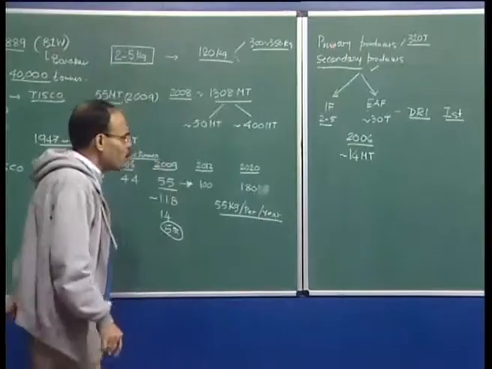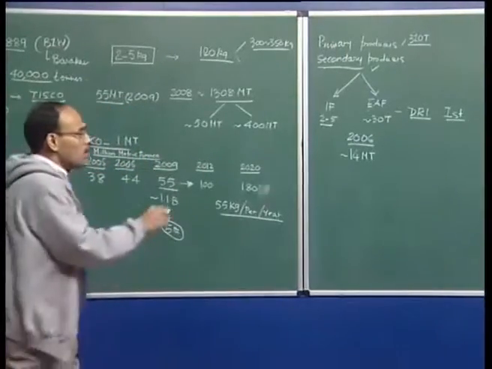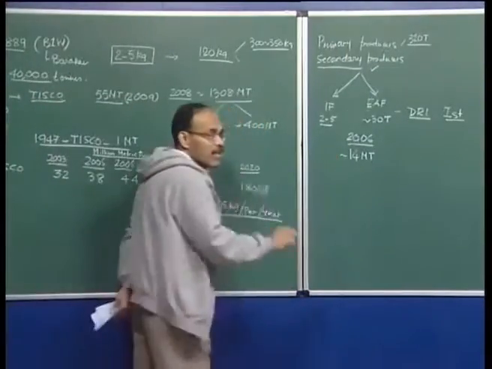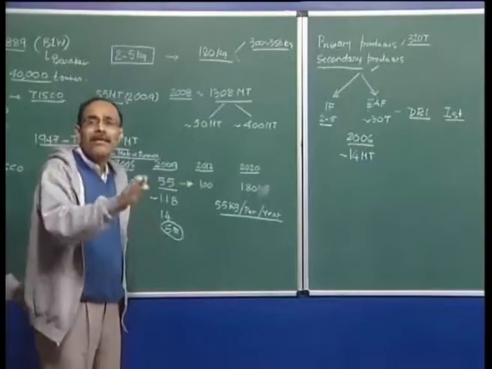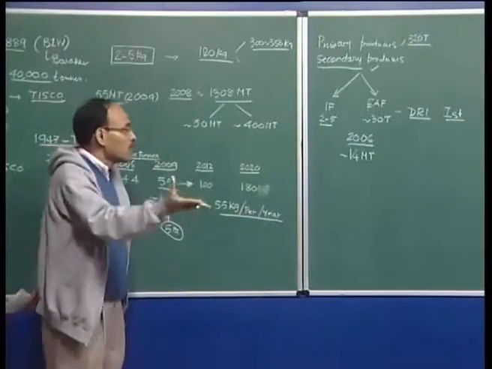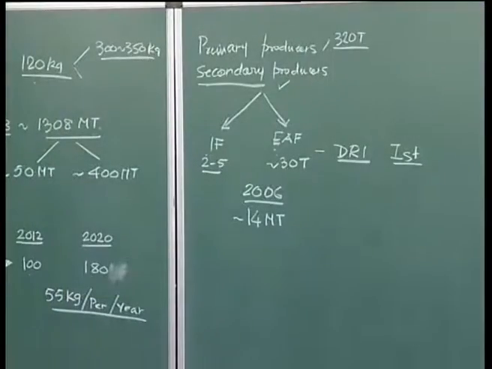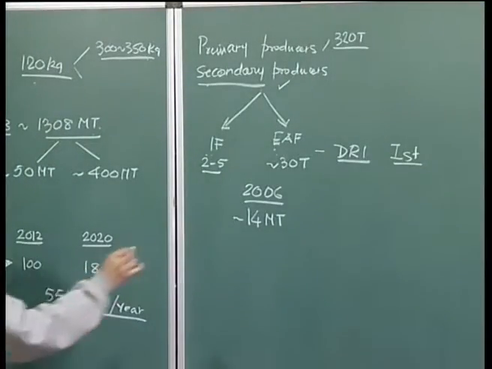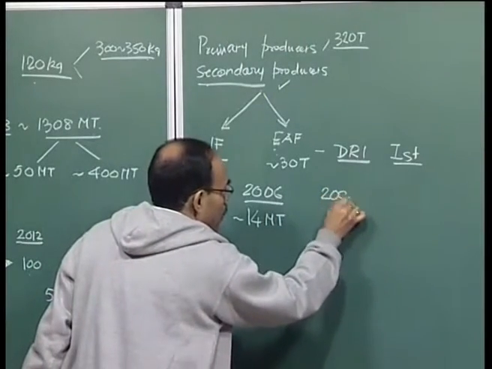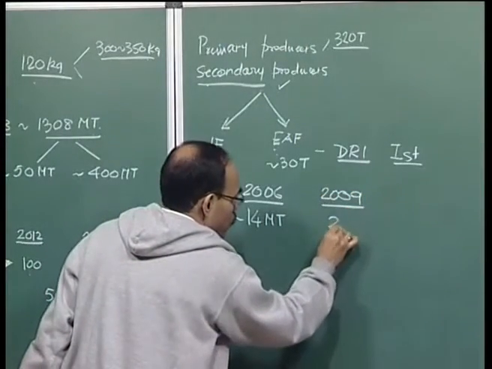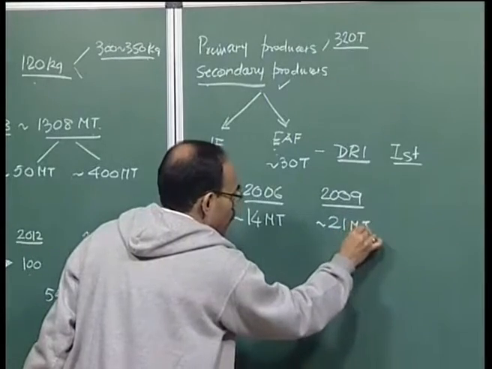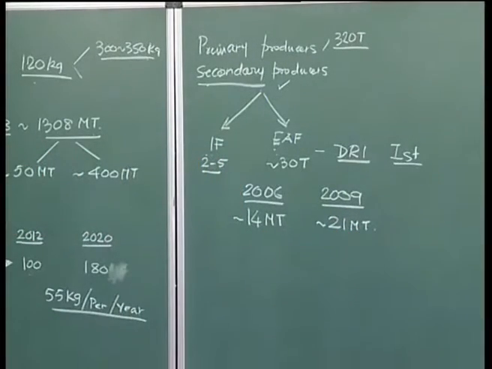So, we are not very good at keeping statistics. That is why every time I write with an approximate sign, which means it could be 15 million, it could be 13.5 million, and so on. This is a reasonable, authentic value that I am trying to quote here. But in 2009, the DRI production was somewhere around 20 or 21 million tons.